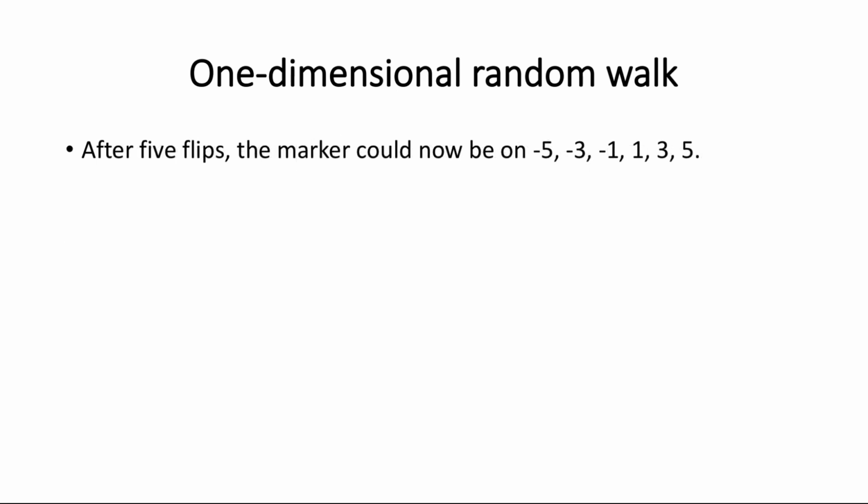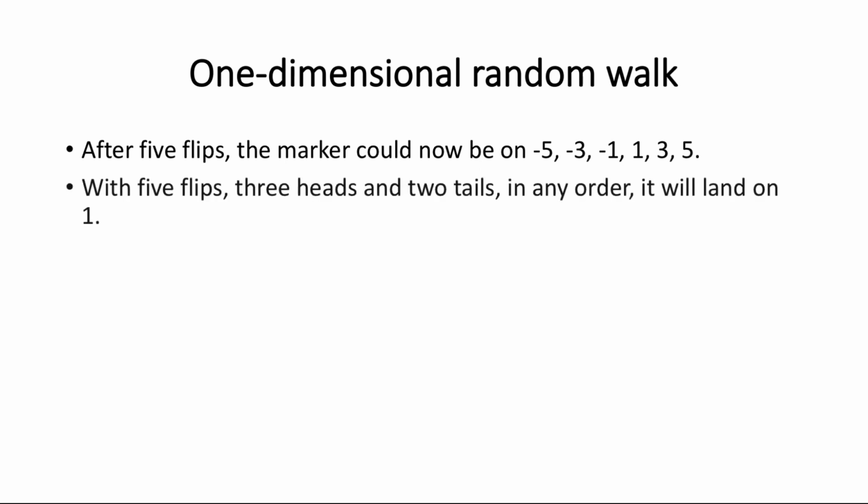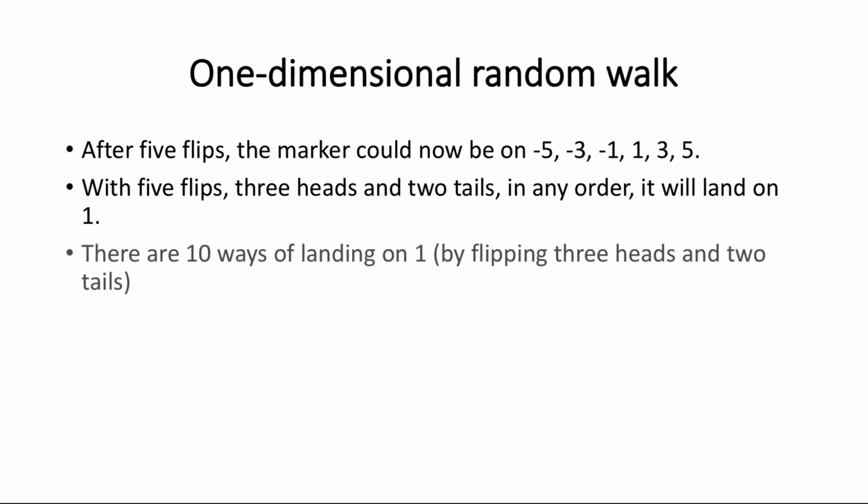After 5 flips, the marker could now be on -5, -3, -1, 1, 3, or 5. With 5 flips, 3 heads and 2 tails, in any order, it would land on 1. There are 10 ways of landing on 1 by flipping 3 heads and 2 tails.